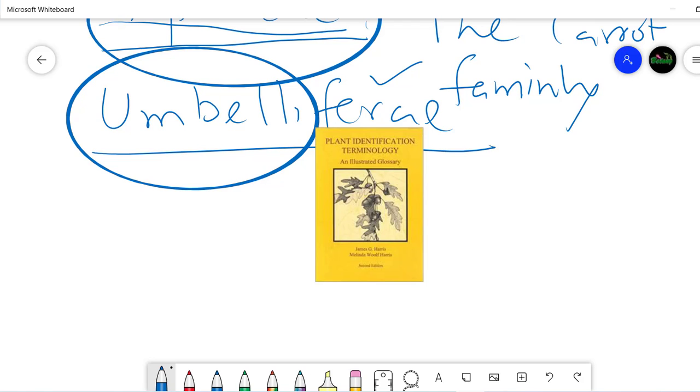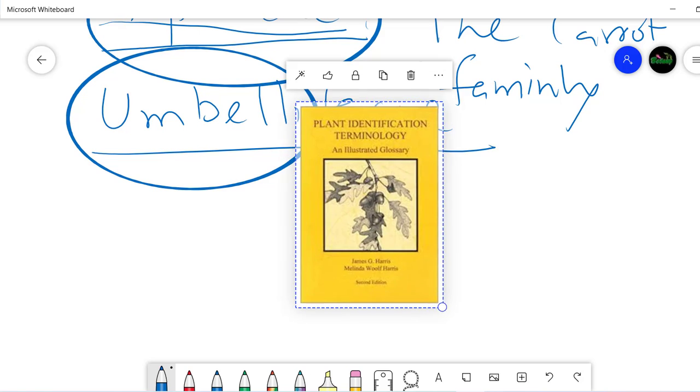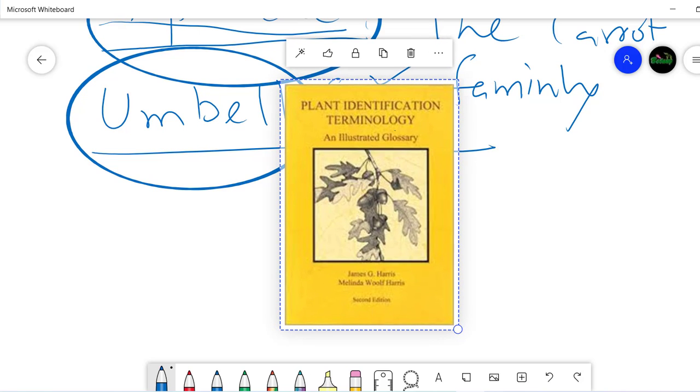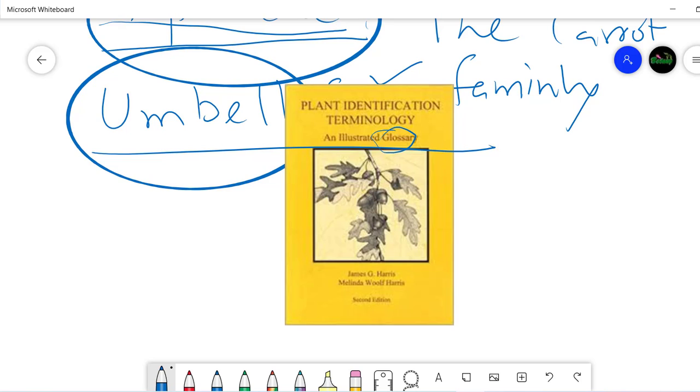And this is the book, Plant Identification Terminology. As you can see from its name, it is basically an illustrated glossary. It contains a wealth of information, all the various terms that are used in describing a plant or a family. This is a very handy book, a must-have for students who are studying taxonomy or description, especially for the practical as well as theoretical work when you have to describe a family or a plant, order, genus, whatever the case might be.